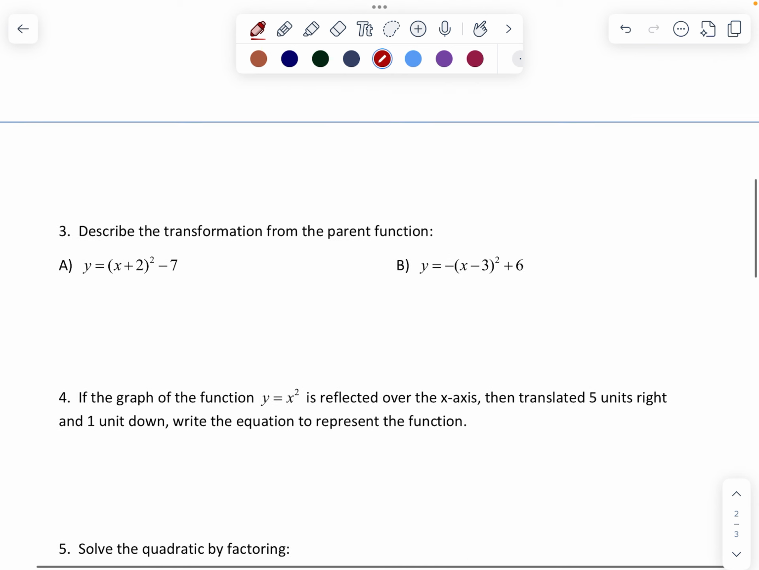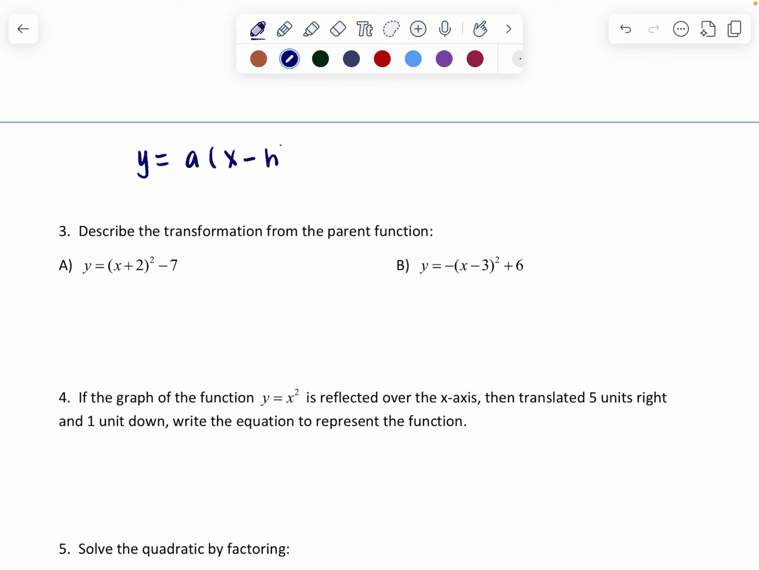Describe the transformation from the parent function. What we have to know here is the following. I'm going to highlight this because you do have to have this memorized. So you have y = a(x - h)² + k.